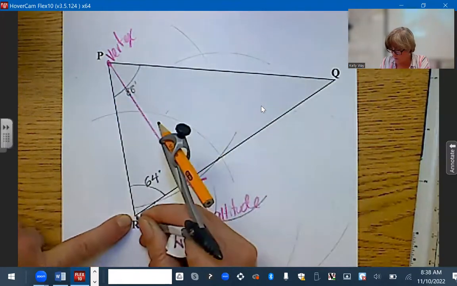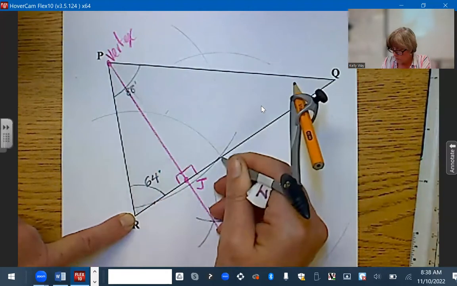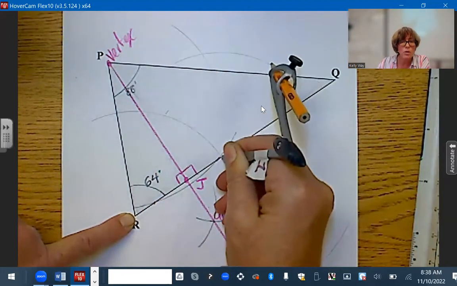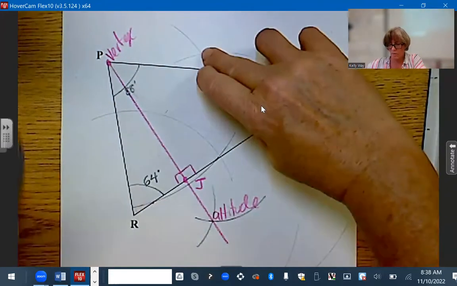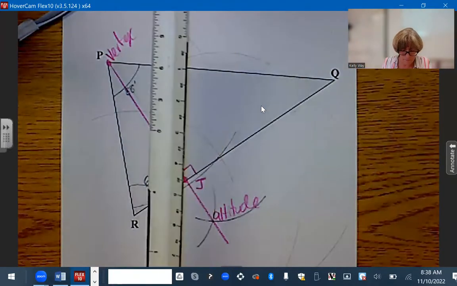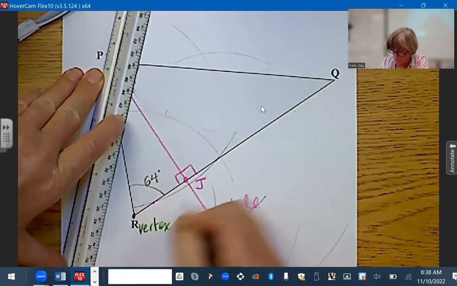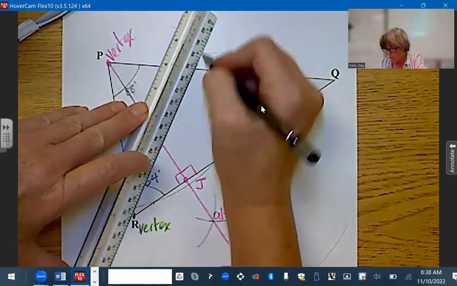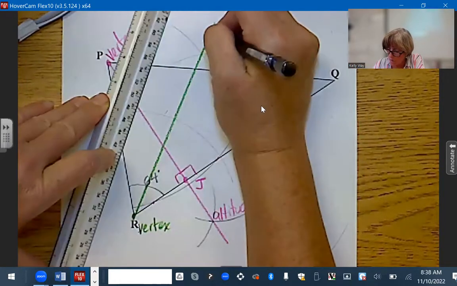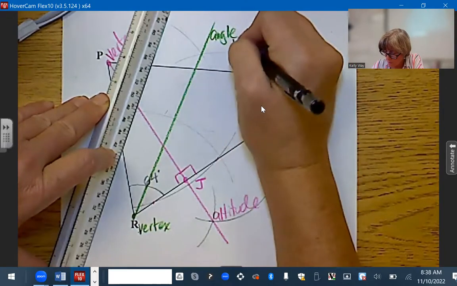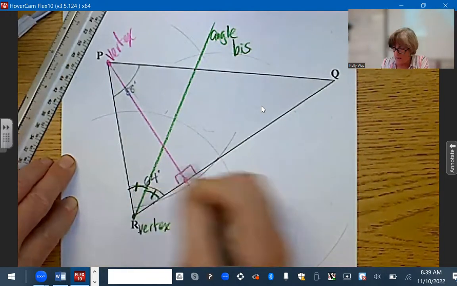I'll do it twice. Pivot on R, smiley. Go to one dimple, dimple, go to the other dimple. You get an intersection back here. You line it up. An angle bisector starts at a vertex and cuts the angle in half. So we're matching with that point of intersection. And that is an angle bisector. So that means back here, we are cutting that angle in half.